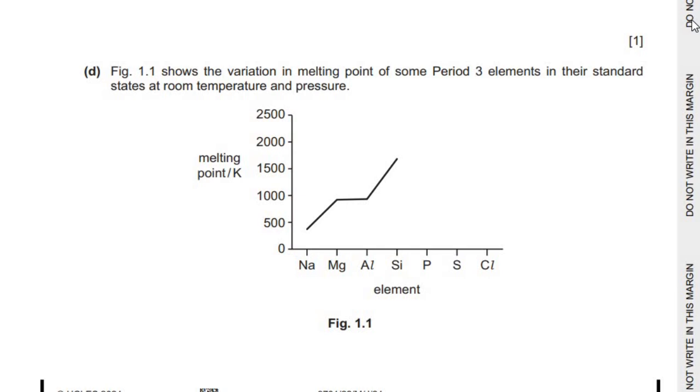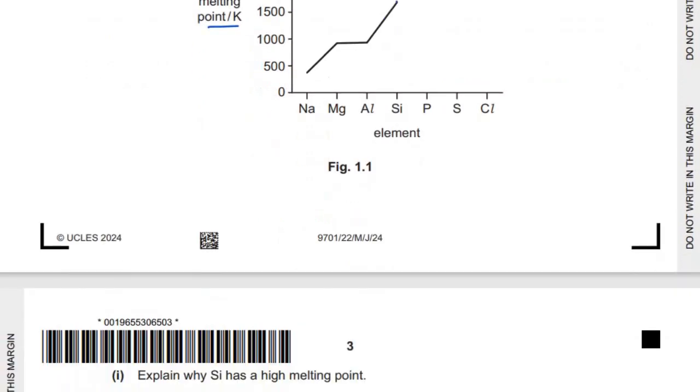Now the D question is, figure 1.1 shows the variation in the melting point of some period 3 elements in their standard states at room temperature and pressure. So here are some elements shown, and the melting point on the y-axis is shown. So we can see that the melting point is increasing till silicon. Now let's see what are the sub questions following it.